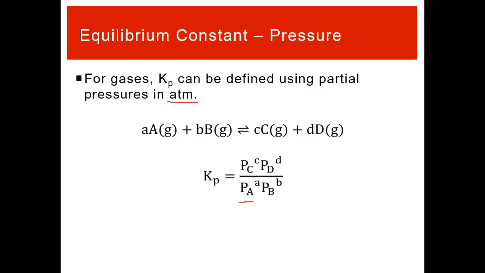We have our products on top, we have our reactants on the bottom, and the coefficients from the balanced equation are exponents on the pressures in the equilibrium constant. And so it works in much the same way as Kc. The only difference is we're using pressures in atmospheres, not concentrations in molarity.